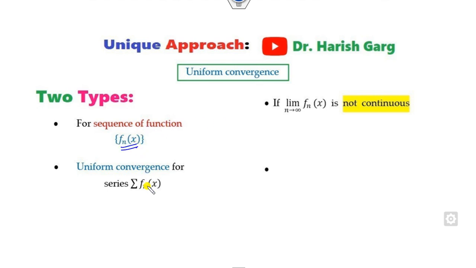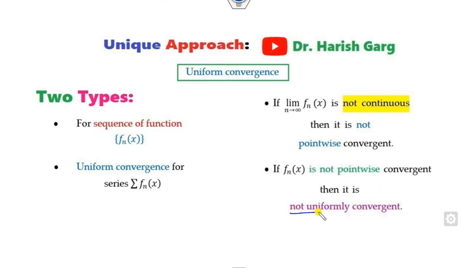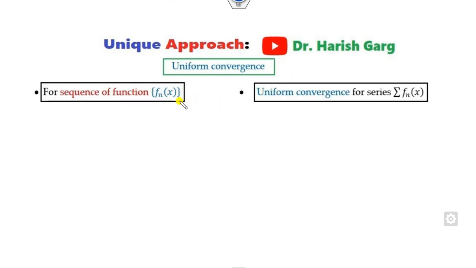Whatever the f_n is given to you, you can first find the limit and check whether it exists, and if it exists, check whether it is continuous or not. If it is not continuous, then it is not pointwise convergent. Once it is not pointwise convergent, then you can simply say it is not uniformly convergent. So whether it is a sequence or a series, you can simply check like this. On the other hand, how can you proceed for a sequence, and how for a series?